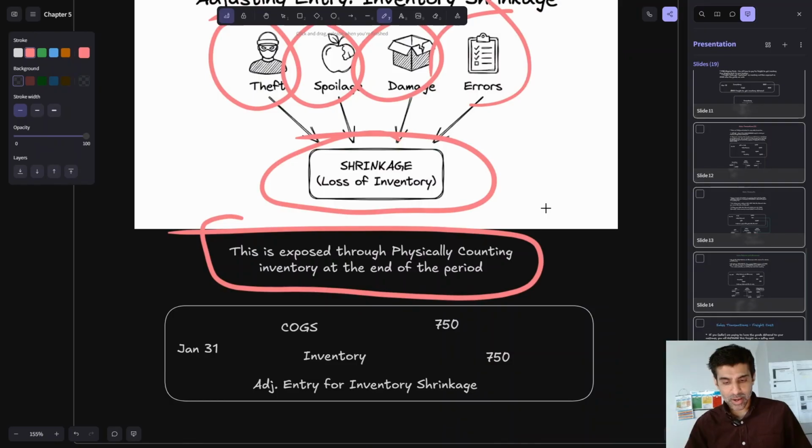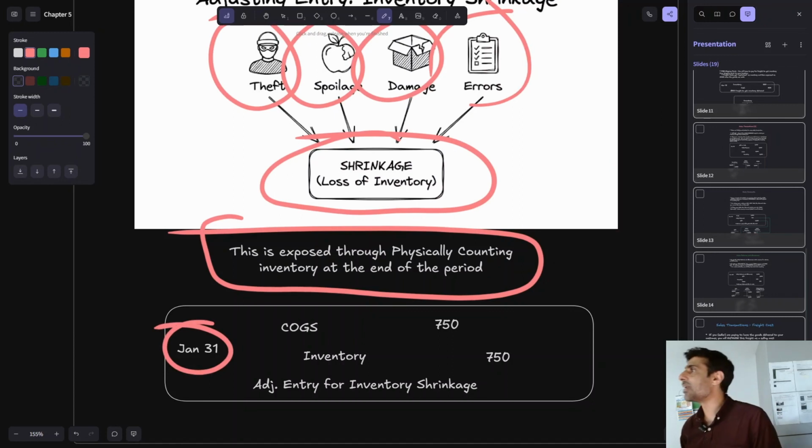Okay, so the form of the adjusting entry. You can see here, this is happening at the end of the period. Your business will go in and periodically count the inventory and see if it lines up with your accounting books, and it's often not going to. And the difference is going to be reflected in an adjusting entry at the end of the period.